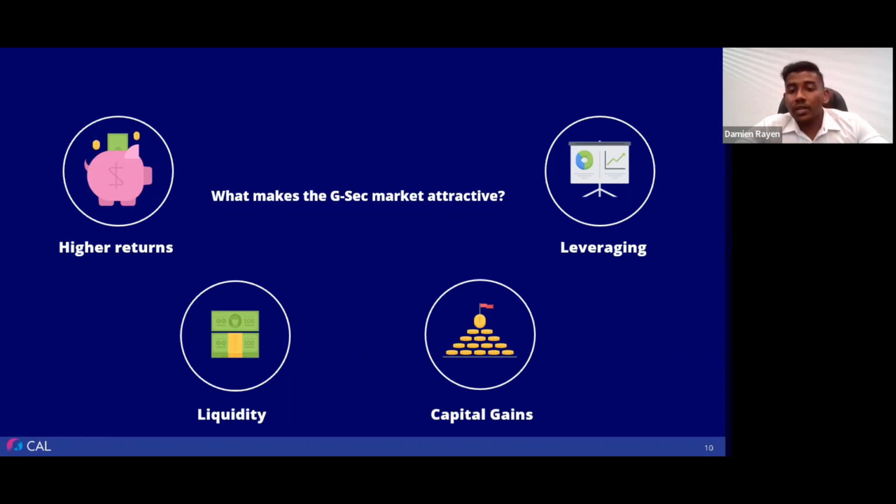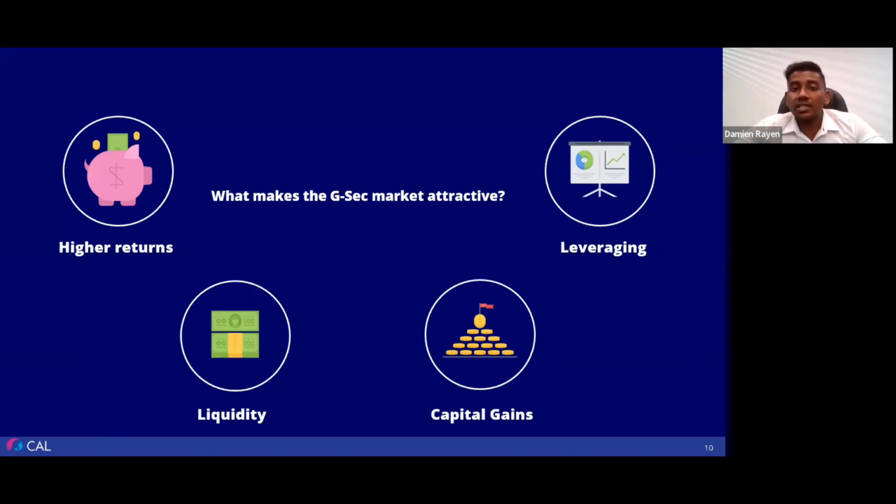At the same time, where there is a risk, there is also a possibility of reward. So if the interest rates have come down significantly from the point that you bought, you will be able to sell your investments, which are treasury bills or bonds, at a profit.